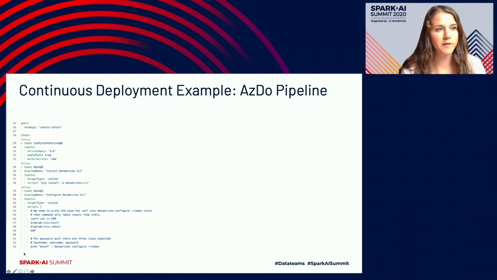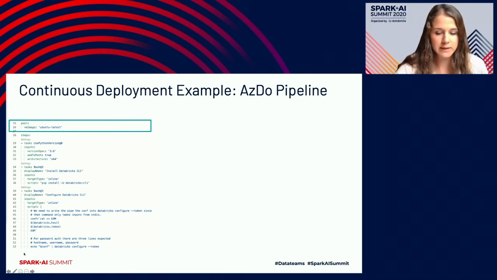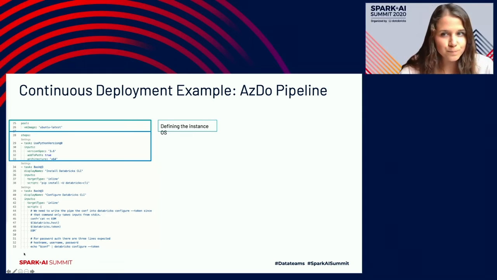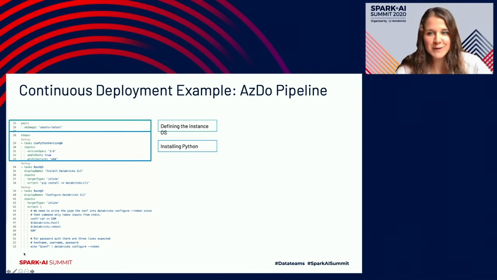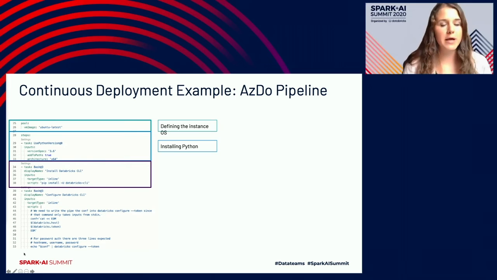Again, we'll continue to walk through what the YAML looks like and what's happening in the YAML. You'll see that the first step here is all about defining the instance operating system. Then the next step is all about installing Python. So you're setting your Python version, installing it. After we've installed Python, we're going to install the Databricks CLI. Note that the Databricks CLI is going to be the mechanism that we use to call the jobs API and interact programmatically with Databricks on the back end.